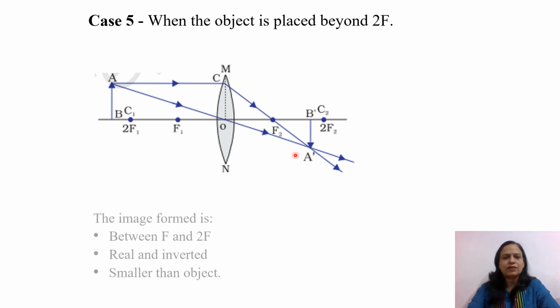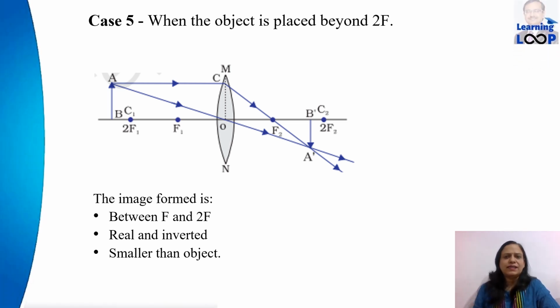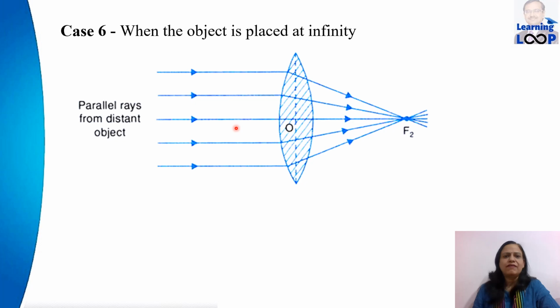And if we look at the 3 characteristics of the image, it's going to be formed between F2 and 2F2, or between F and 2F, or between F dash and 2F dash, whatever way you label it. It's a real and inverted image, upside down, and this time the image is going to be smaller than the object. So this was case number 5. In the 6th case, the object is placed at infinity, so the rays are coming in parallel.